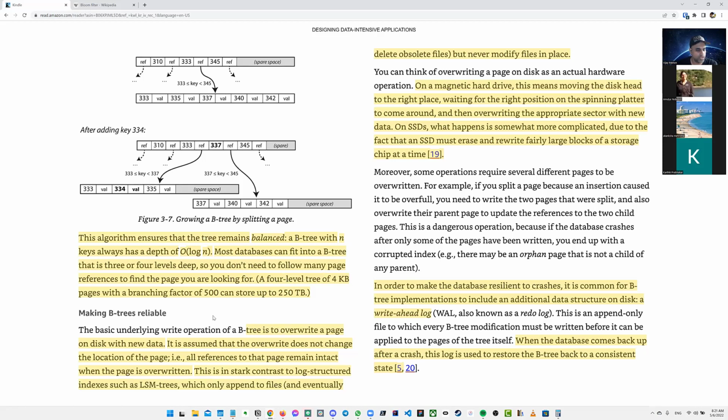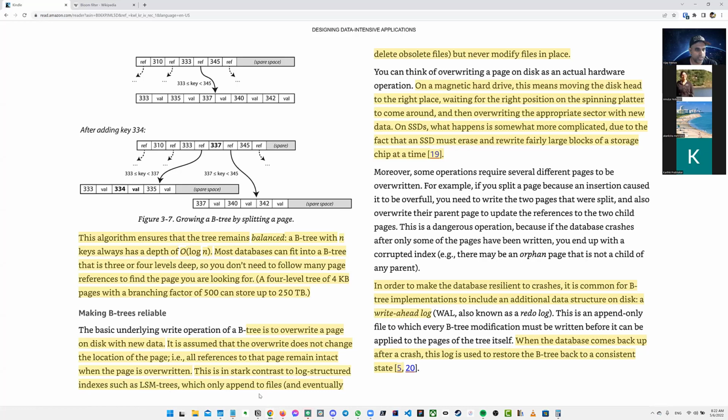Logarithmic lookups. There's no hash table. Pages as a concept, with the idea that you can store a lot of data, like 250 terabytes. The basic underlying operation of a B-tree is to overwrite a page on disk with new data, and it assumes that the overwrite does not change the location of the page. So that's kind of important: overwriting does not change the location. All references to the page remain intact when a page is overwritten.